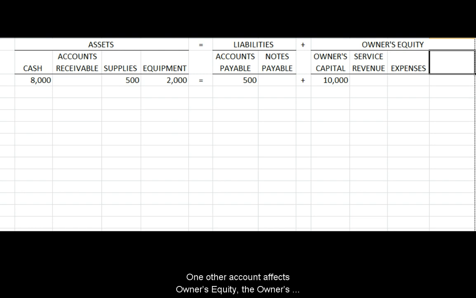One other account affects owner's equity. The owner's drawing represents amounts that the owner has withdrawn from the business for personal use. The owner's drawing account also reduces owner's equity.